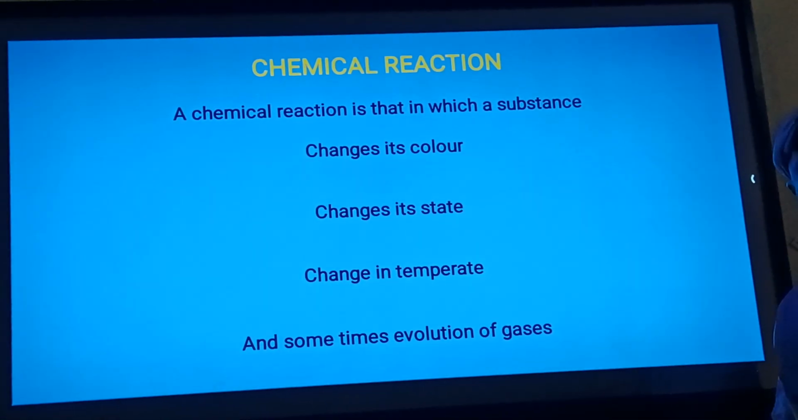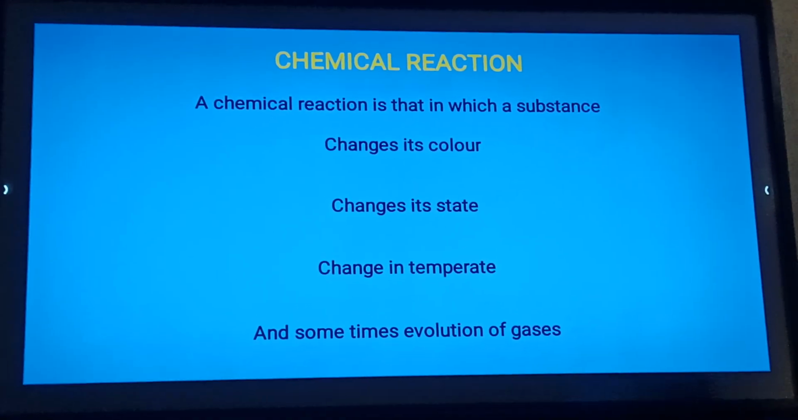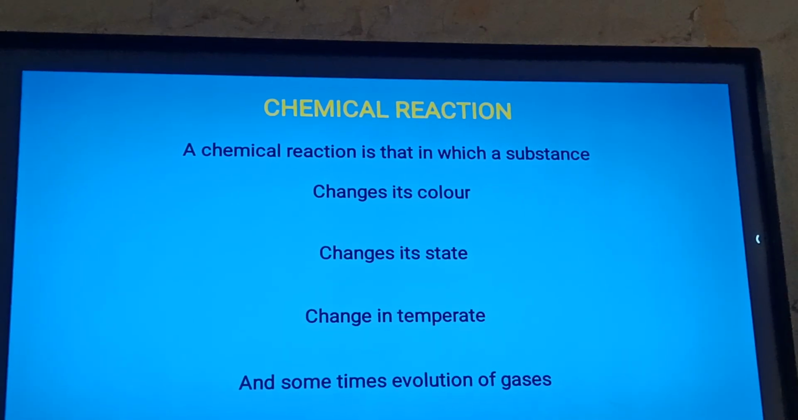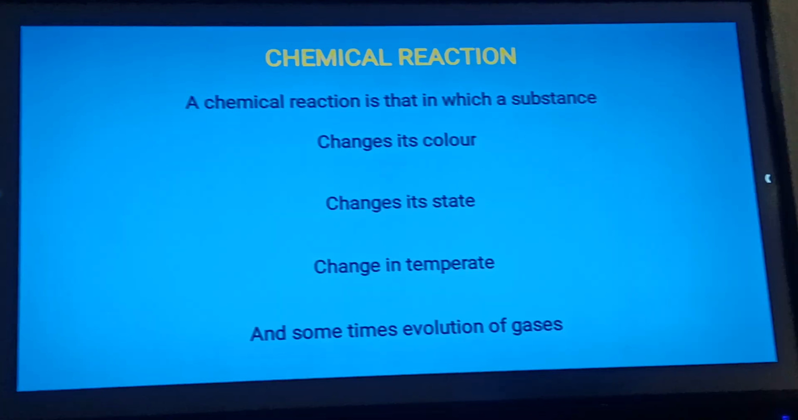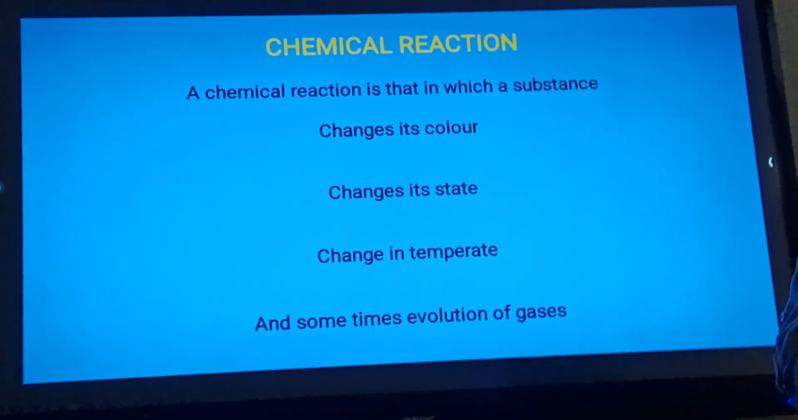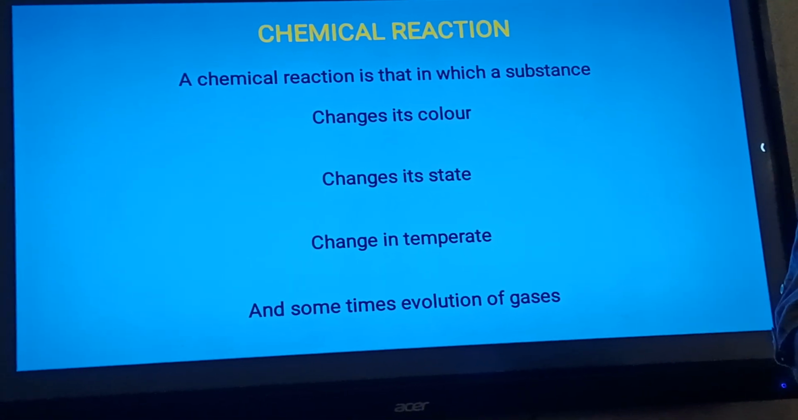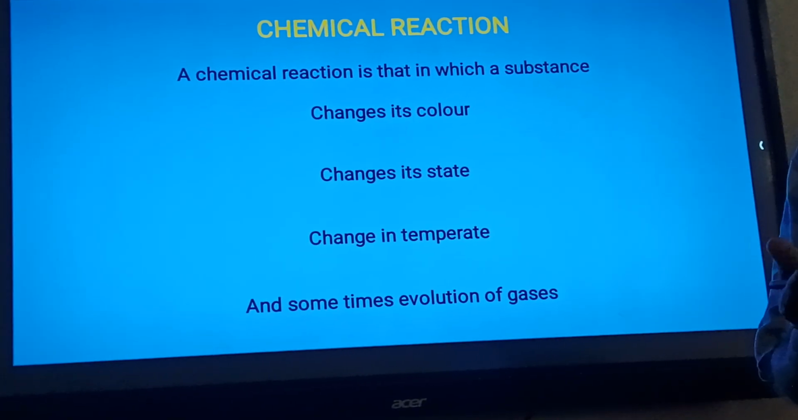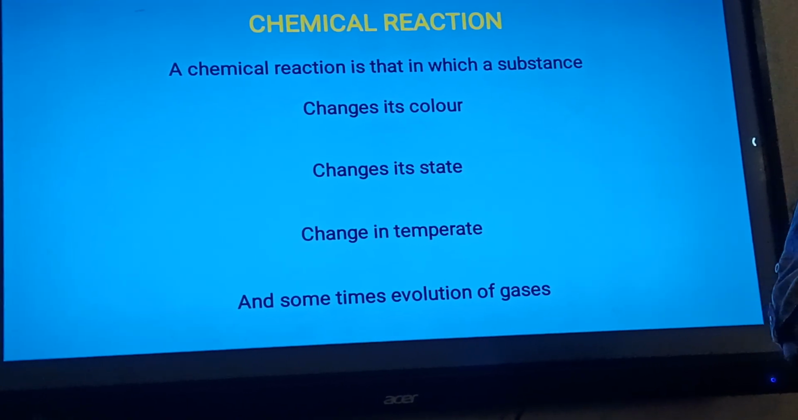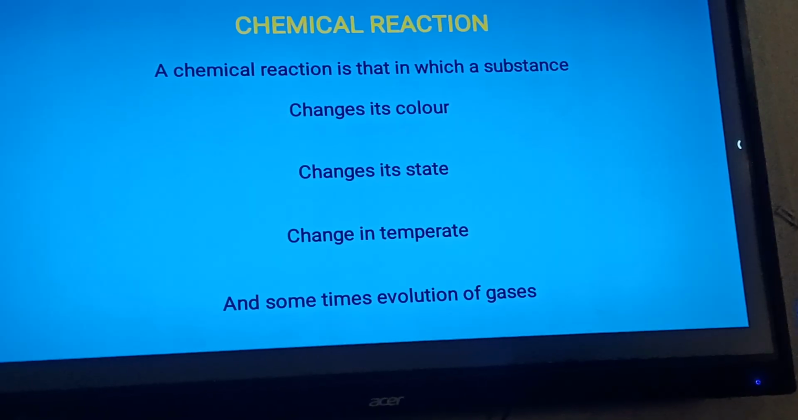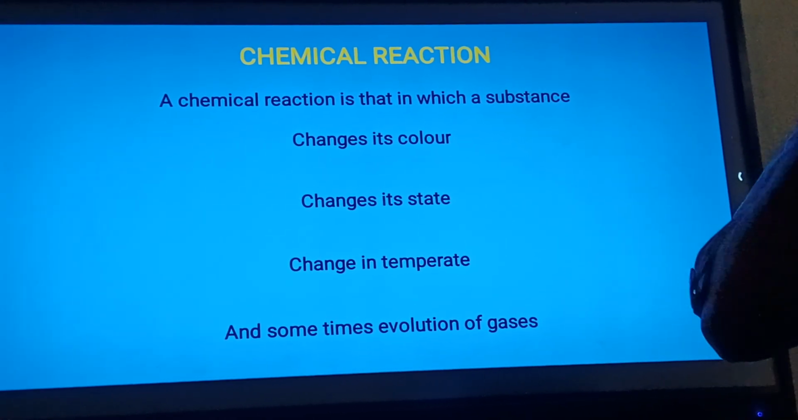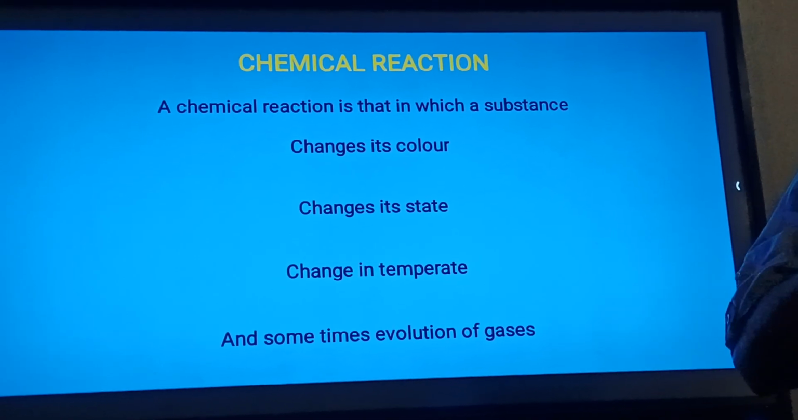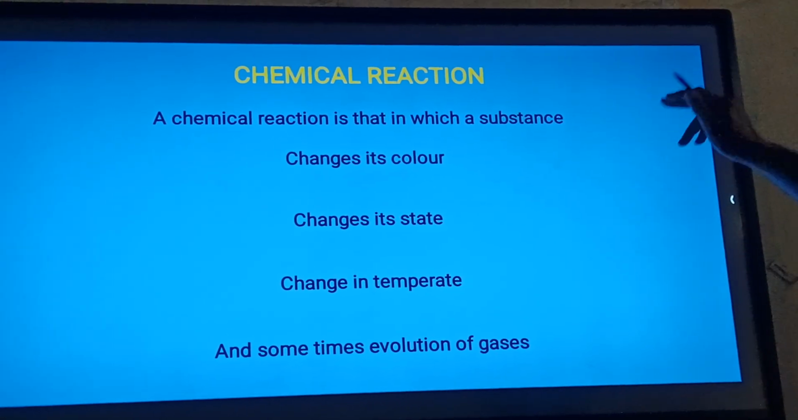And sometimes evolution of gas. That means we attribute what might be a chemical reaction. A chemical reaction is a complex thing to define. Anything may be a reaction. Where two reactants are required, they give rise to a product, that is called a chemical reaction. But a chemical reaction must have the following characteristics.